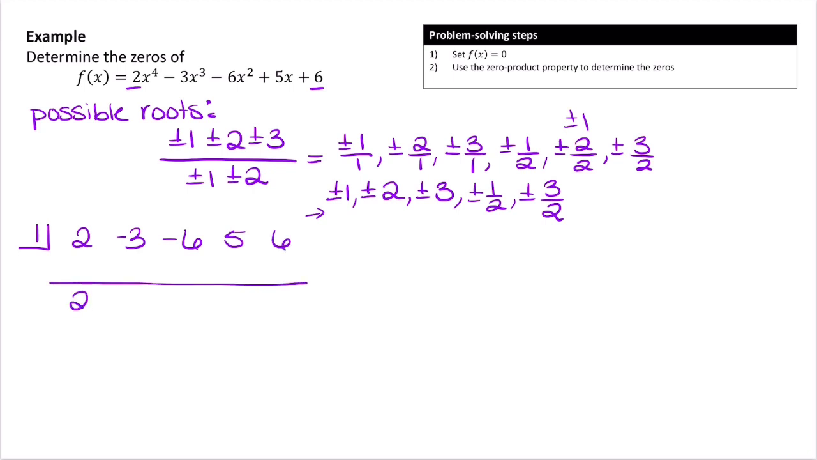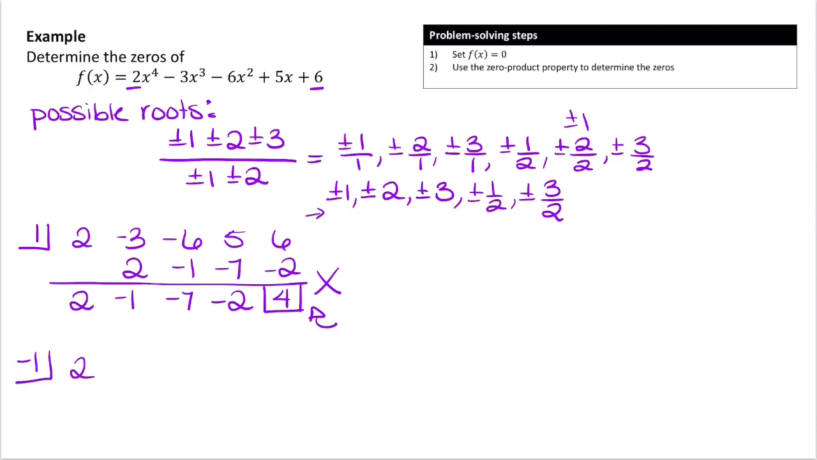Okay, so we bring down 2. 2 times 1 is 2. -3 plus 2 is -1. -1 times 1 is -1. -6 plus -1 is -7. Negative 7 times 1 is negative 7. 5 plus negative 7 is negative 2. Negative 2 times 1 is negative 2, and 6 plus negative 2 is 4, so we know that 1 does not work, okay? Because remember, this needs to be a 0 right here in order for our 1 to be a root. Well, since 1 didn't work, I'm just going to try negative 1, okay?